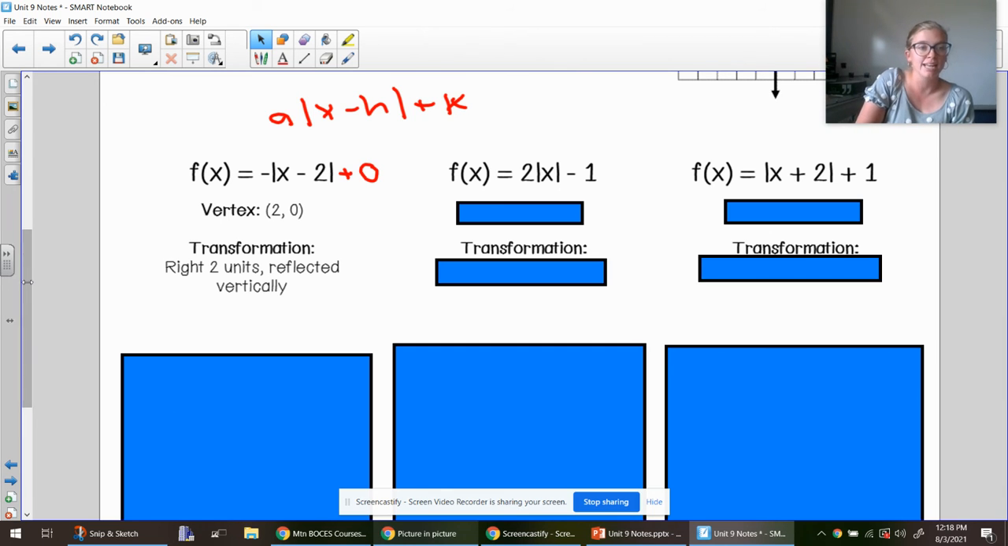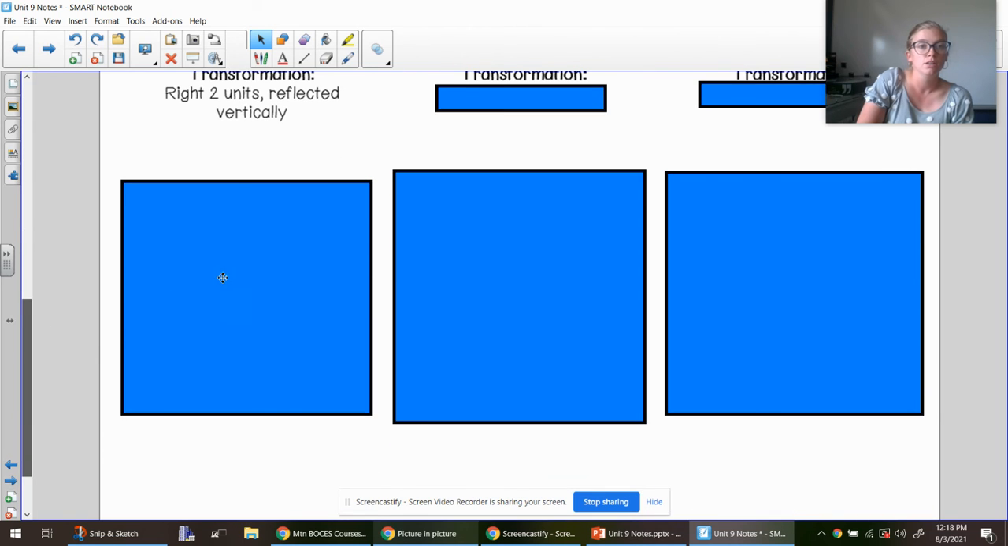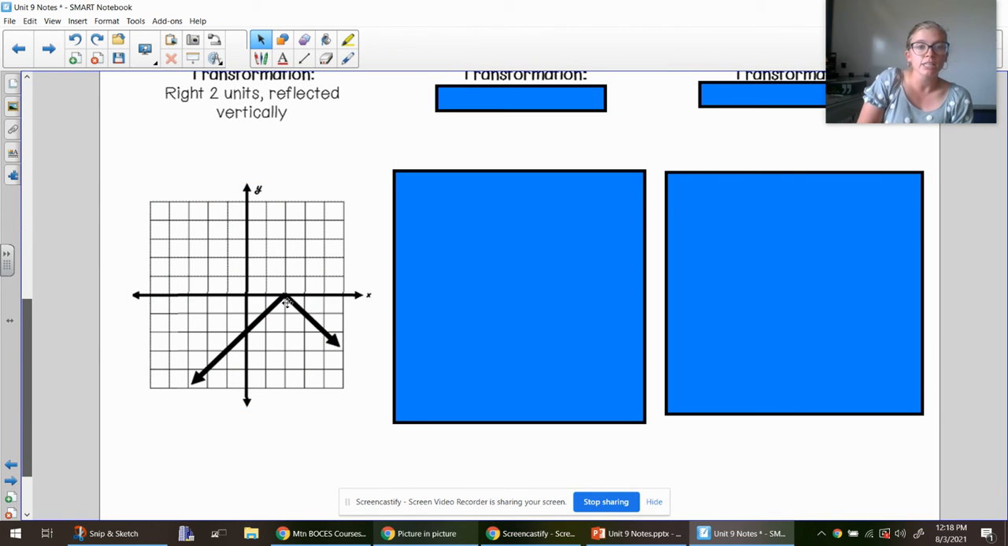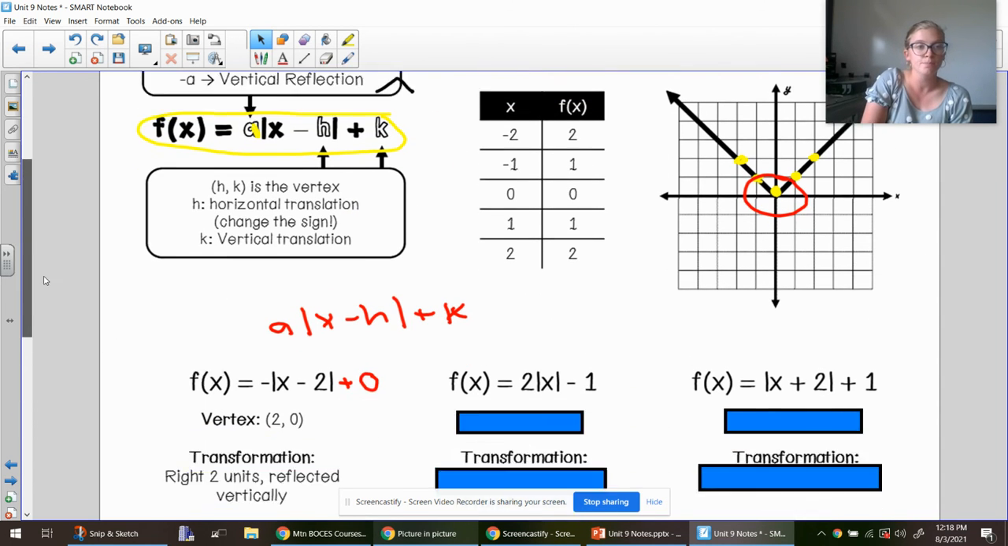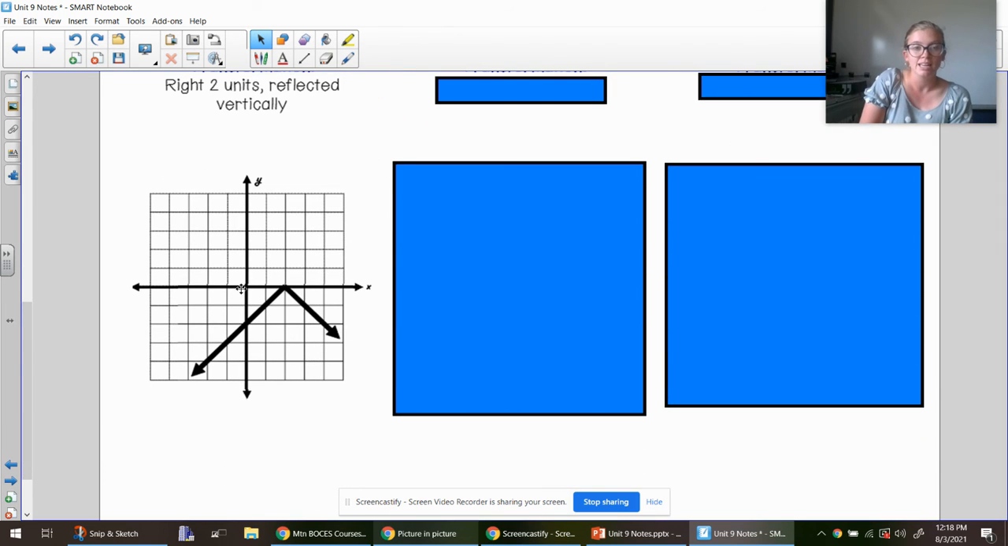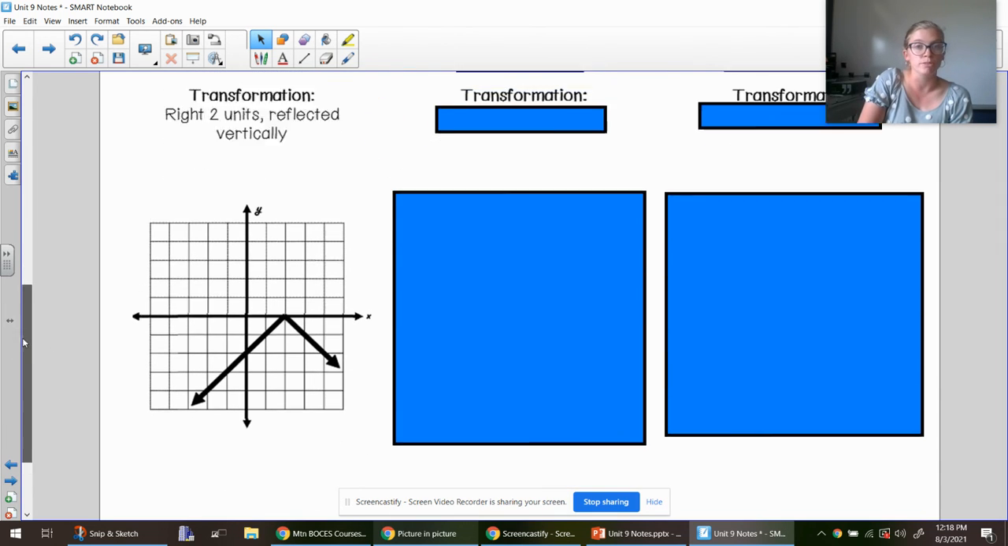If we want to see what this looks like as a graph, we reflected vertically and we moved right 2 units from the parent function. So the parent function was a perfect V starting at (0, 0). Now we've reflected and we slid right 2 units.